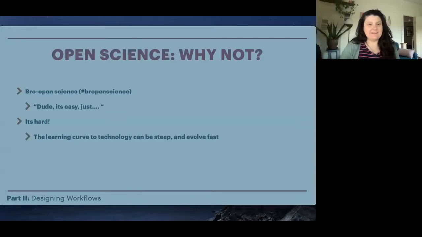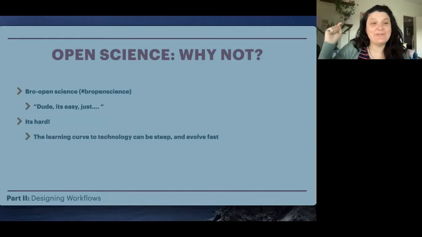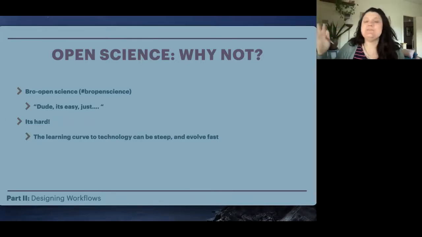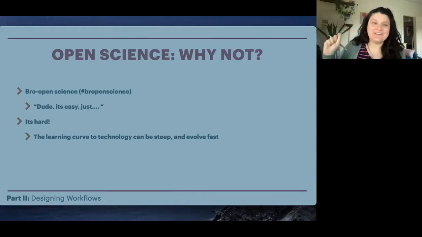So another thing I want to mention is this bro open science, which is a really great hashtag if you want to look it up. It's intimidating. There's a lot of people who are privileged and can take the time to do fully one-click reproducible science. And they kind of present it like, dude, it's easy, just do it this way. And there's a real lack of empathy involved in how hard it truly is to do that, like one-click reproducibility. It's really hard, and the learning curve to technology can be steep.